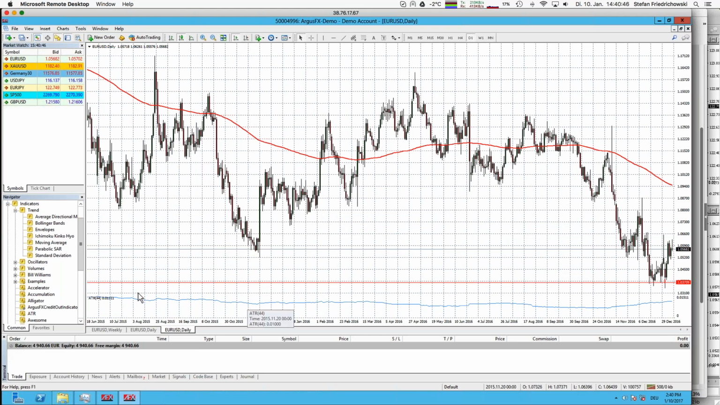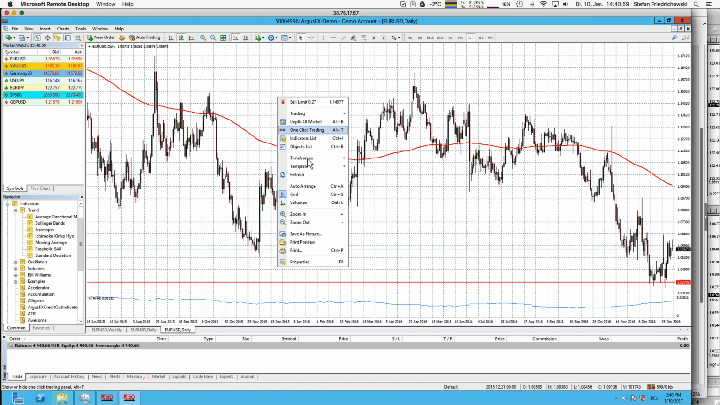We have an ATR with a period of 44. That is fine. We have an EMA within the chart with a period of 200. Fine. And now what we do is we store that template. Once again, templates and save template.